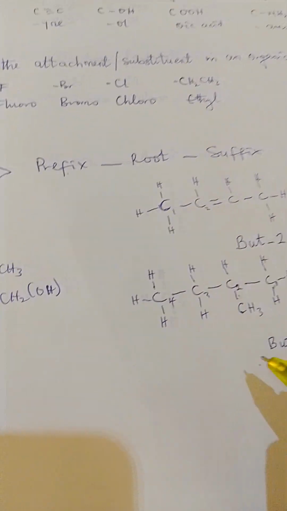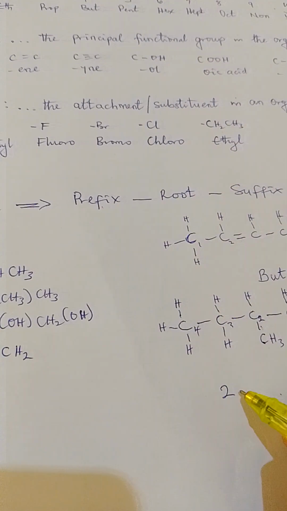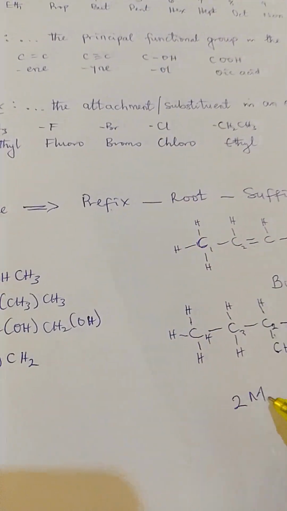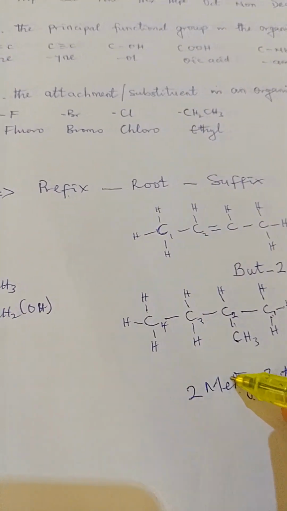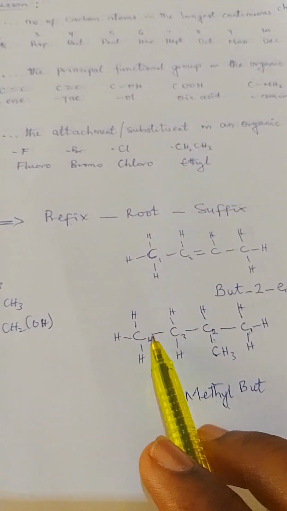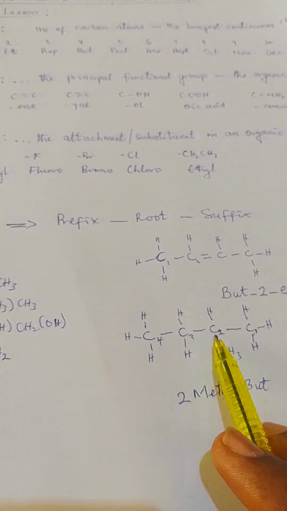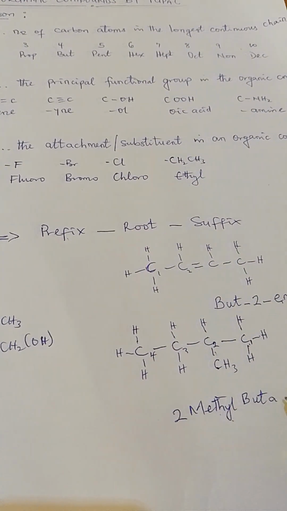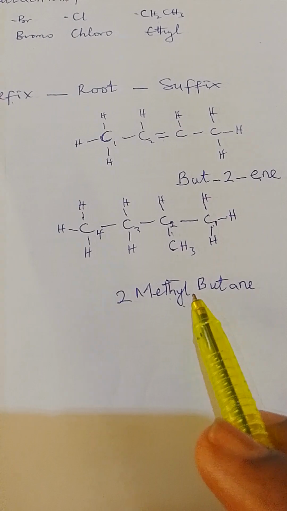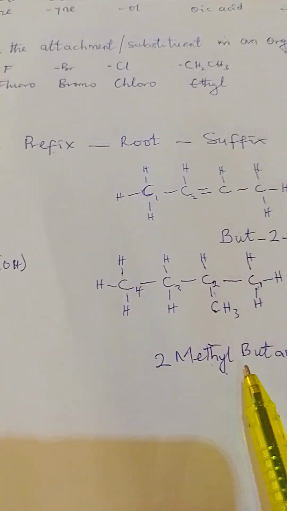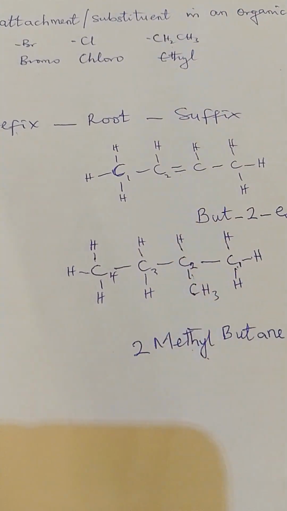So to identify that, you say 2 and methyl. 2-methyl. Do you see that? 2-methyl. Alright, 2-methyl what? All of the carbon atoms attached to each other are all in single bonds, so that is ane. So the name of this hydrocarbon is 2-methylbutane. 2-methylbutane. It's that simple. Okay.